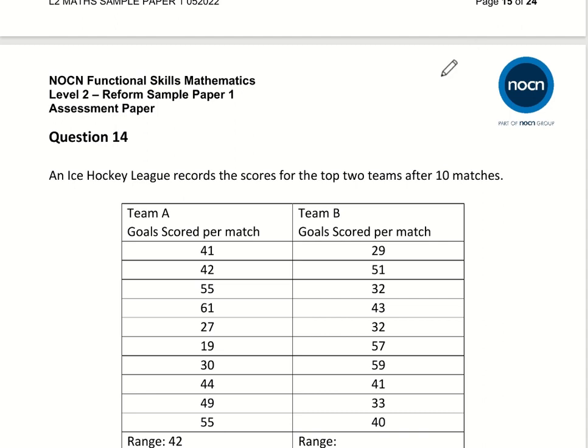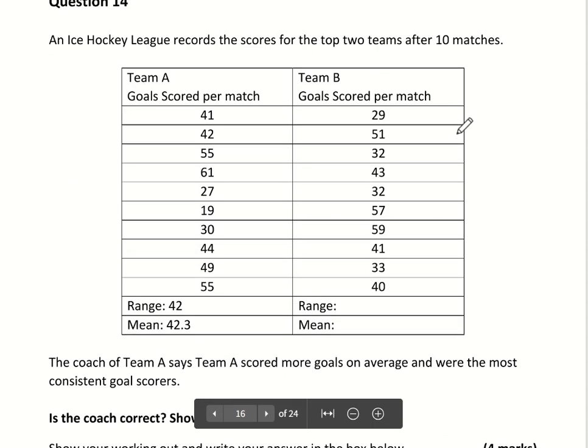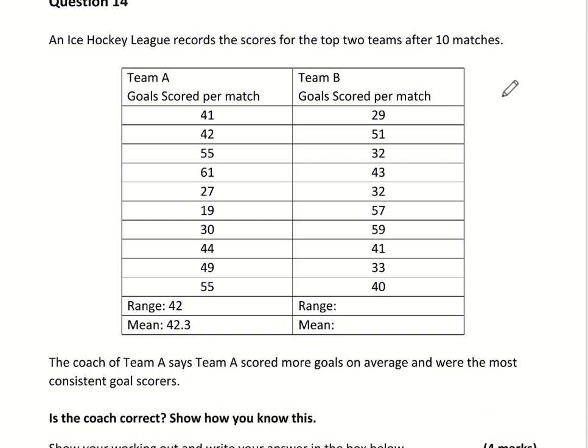Okay, so on to question number 14. So we want to work out the range for B first of all. So the range is the biggest value, take away the smallest. Now the biggest, 51, anything bigger than 51, 57, 59, so 59, take away the smallest, anything less than 29, nope, so the range is 30. So Team B has got a smaller range than Team A. We'll worry about what that actually means in a moment.